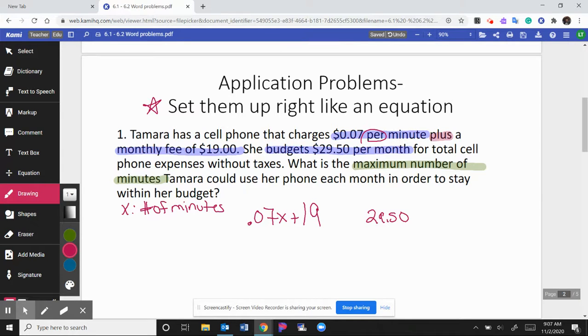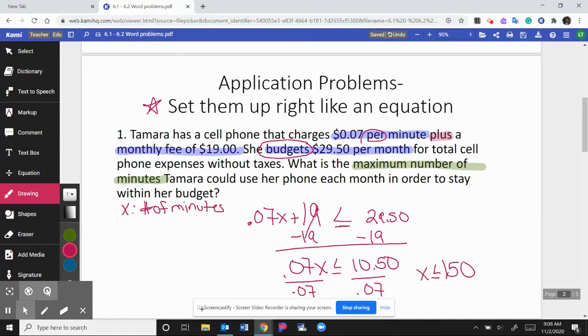We need to read through this again. She budgets $29.50 per month. You need to think about, what does that mean? Can she spend more than $29.50, or does she need to spend less than that? If you're budgeting it, that means you need to spend less than that. So we're going to put our less than symbol in there. Since she's budgeting, she can spend equal to $29.50. She just can't go over the $29.50. So now we have set up an inequality that you guys know how to solve. Again, pause the video, and please go through and solve.